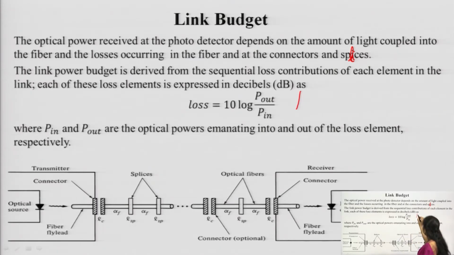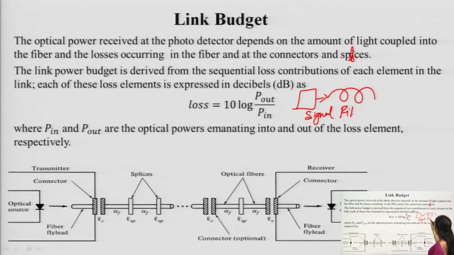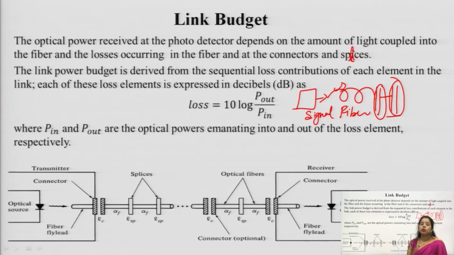For example, a signal is generated from the laser, then our fiber, in between there will be connectors, in between there will be splices, each one of these contributes to losses of one or other kind. So, everything has to be taken into account when we are designing the optical fiber system.